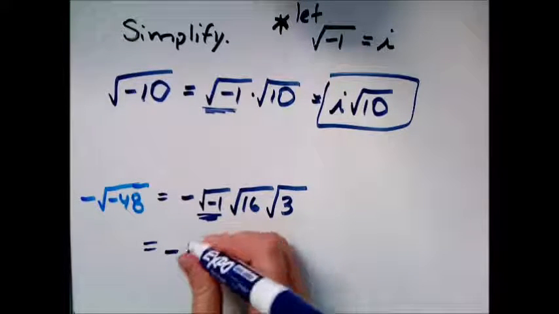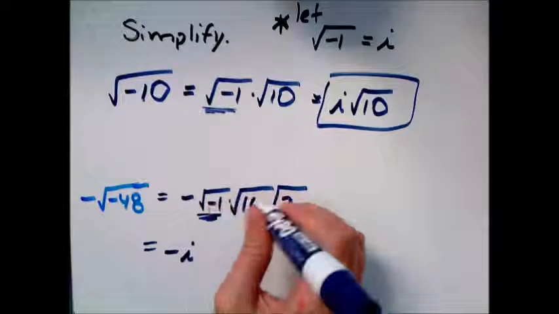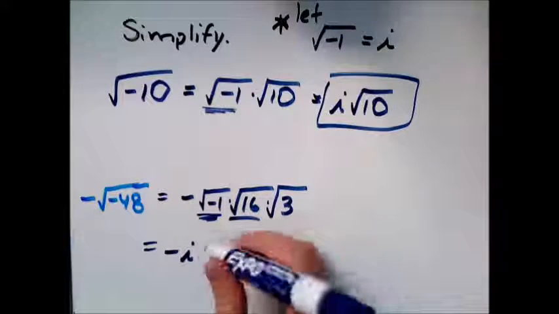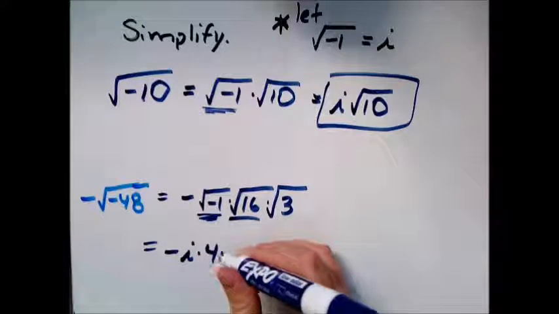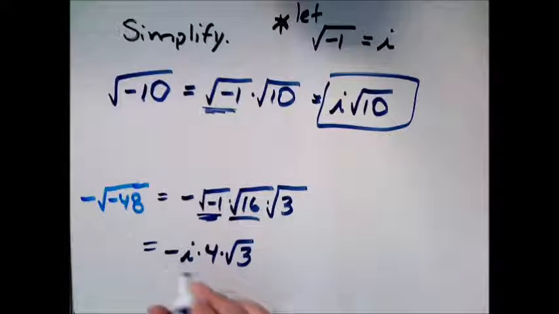Square root of -1 I call i. And this is all multiplied by each other, right? Square root of 16 is 4. So negative i times 4 times square root of 3.